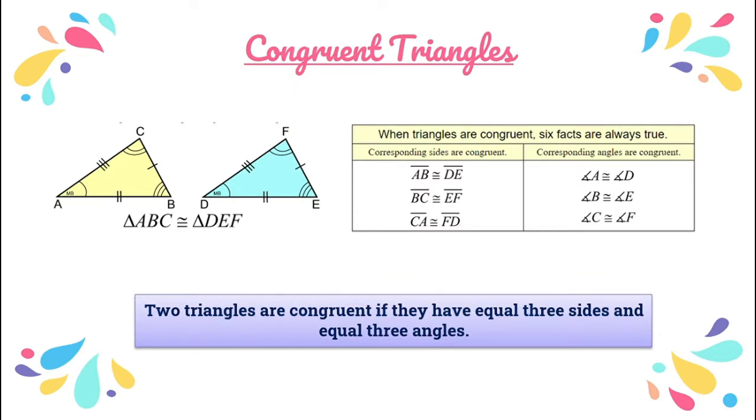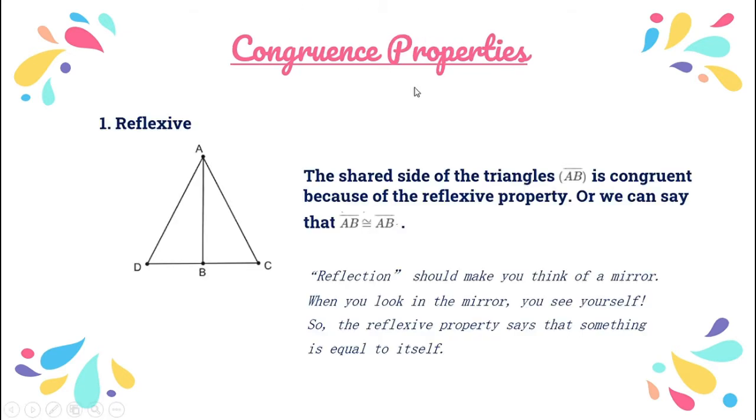So, what is congruent triangles? Two triangles are congruent if they have equal three sides and equal three angles. You can see in the picture there are two triangles. Segment AB congruent with segment DE, and the angle of A congruent with the angle of D. You get the point?